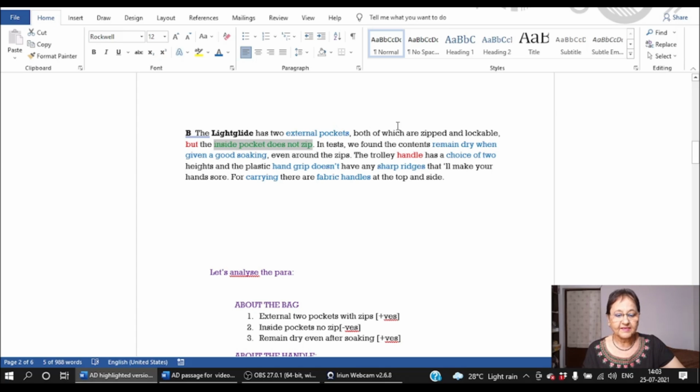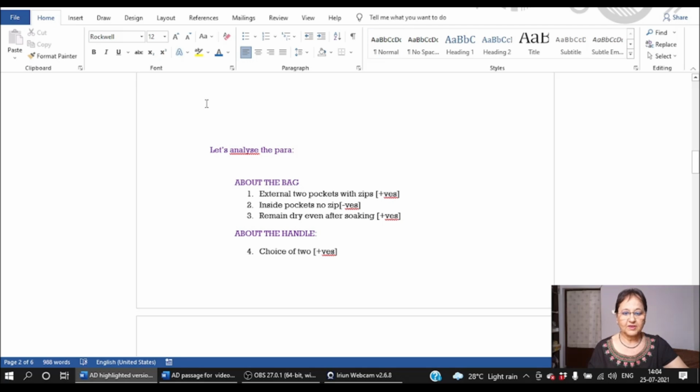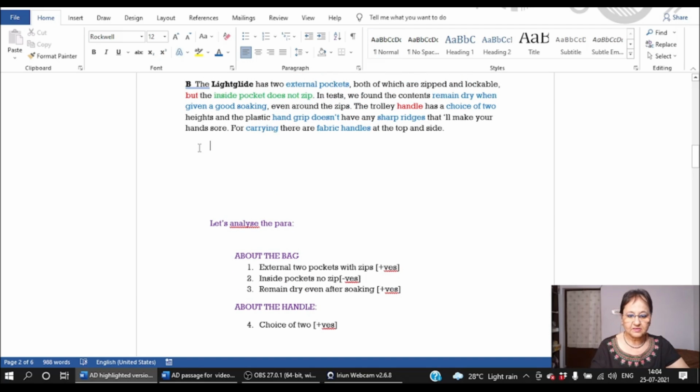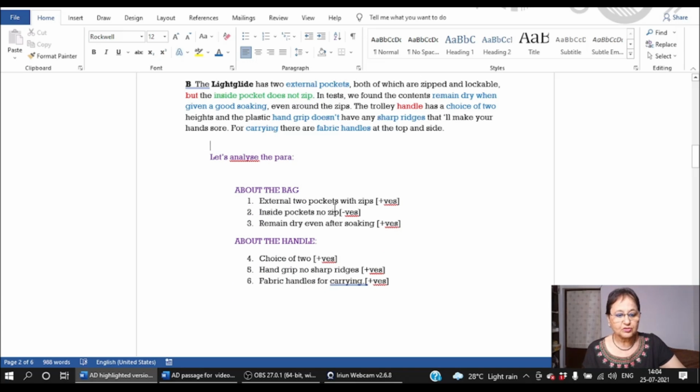But what is the entire paragraph referring to? The first part is referring to the cabin bag. Okay. The second part is referring to the handle. Now you've got 2 subjects in this one paragraph. So let's analyze the paragraph. Okay. Now the first part is about the bag. External 2 pockets with zips, positive. Inside pockets, no zip, negative. Remain dry even after soaking, positive. That is about the cabin bag.